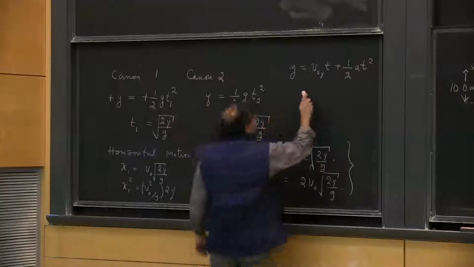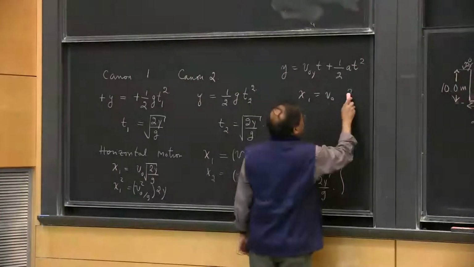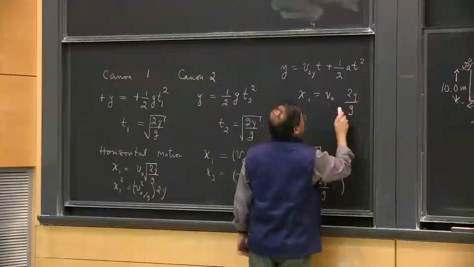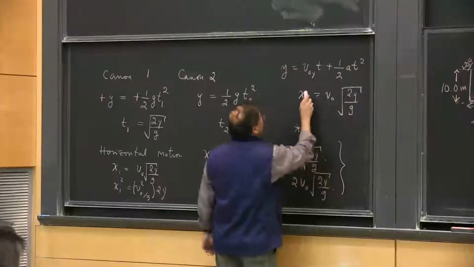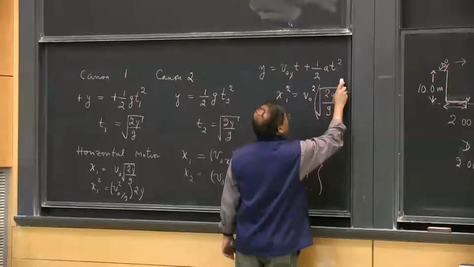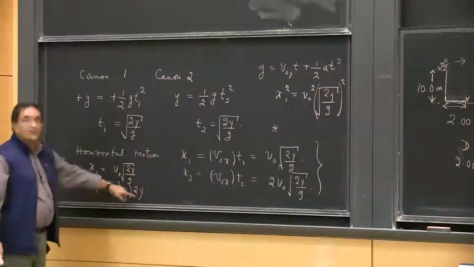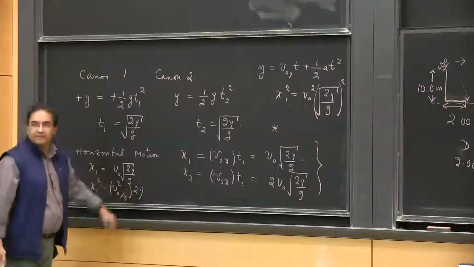Okay, so you have x1 is v0 times the square root of 2y over g. This is the square root. So if I square, I square, and I square, right? So x1 squared is v0 squared divided by g times 2y. Alright?